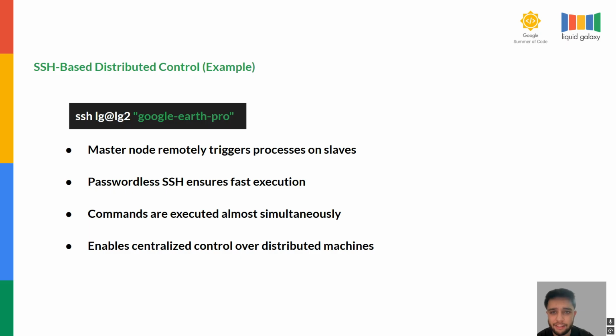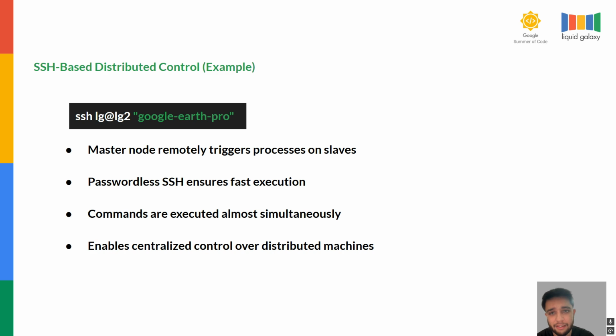Then we have SSH based distributed control. In this slide I will explain how SSH is used to control multiple machines in Liquid Galaxy from a single point, which is a key part of its distributed architecture. The command shown here is ssh lg@lg2 Google Earth Pro. This command means that the master node is remotely connecting to a slave node using SSH.